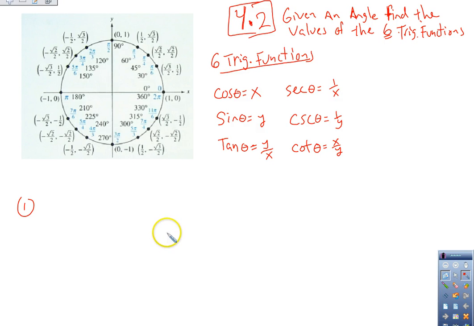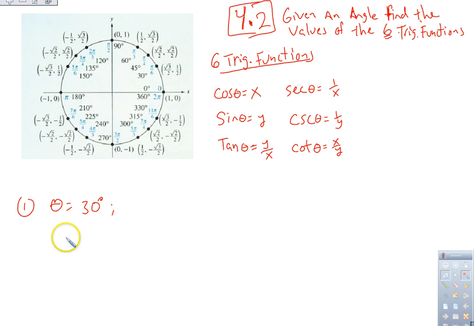In this video, I would like to go over a major concept in section 4.2 of our textbook. The concept is, given an angle, find the values of the 6 trig functions, which are cosine, sine, tangent, secant, cosecant, and cotangent. So let's take a look at this first example. Let's say that the given angle is 30 degrees.